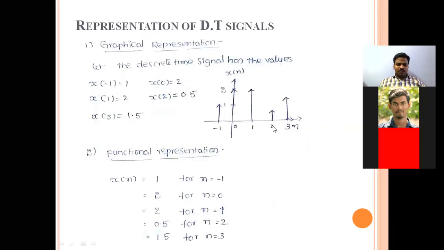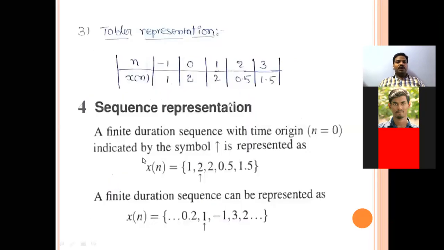This is the common example for each and every representation. So graphical representation, functional representation, and tabular representation all have the same example. And the last and very important type of representation of a discrete time signal is sequential representation. So what is a sequential representation? Now I'm going to explain this type of representation clearly.